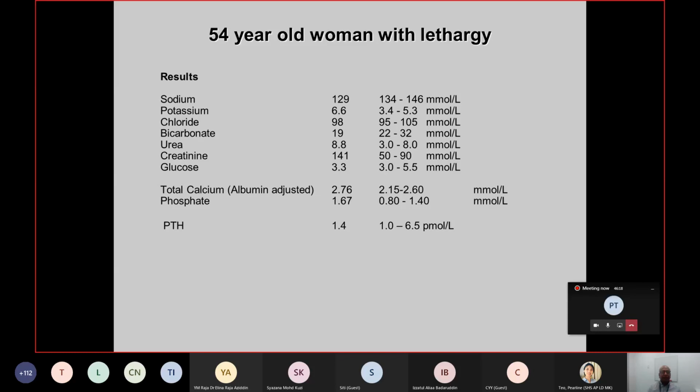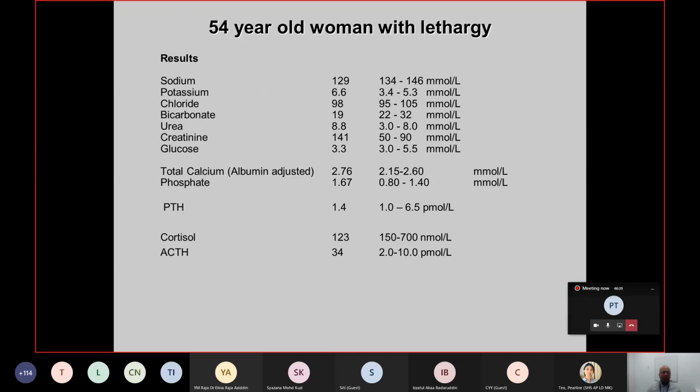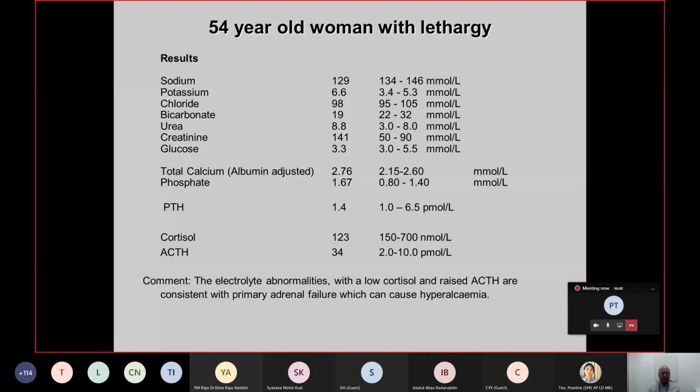I mean, in malignancy, sometimes patients present with SIADH, but usually the potassium is not raised in SIADH itself. And the electrolyte and the creatinine is raised as well in this case. So we went on to do a cortisol and an ACTH. Cortisol is slightly reduced and ACTH is clearly very high, suggesting that this patient has adrenal insufficiency or Addison's disease, which can cause hypercalcemia.